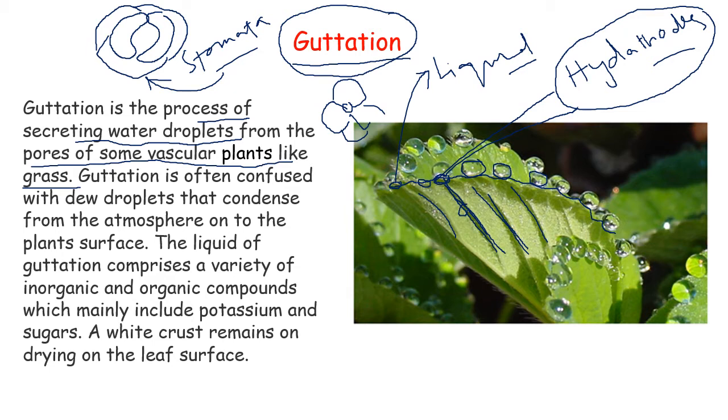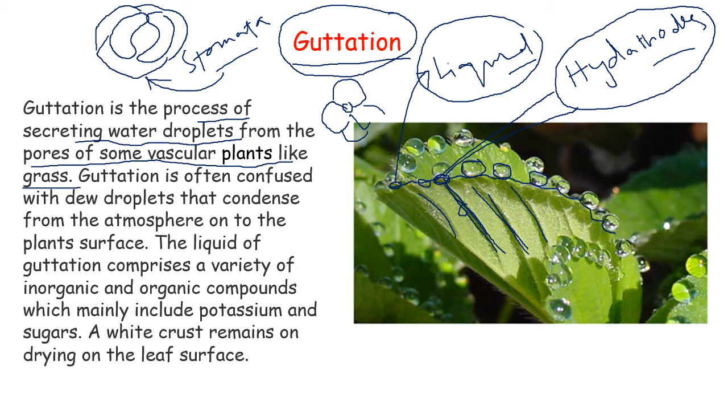Number two, water loss through guttation is always in the liquid form, and this liquid form of water is not pure. It is a rich source of inorganic and organic compounds such as potassium and sugar, and when these liquid water droplets dry up, you will see they form a white crust on the leaves. So this water is not pure.